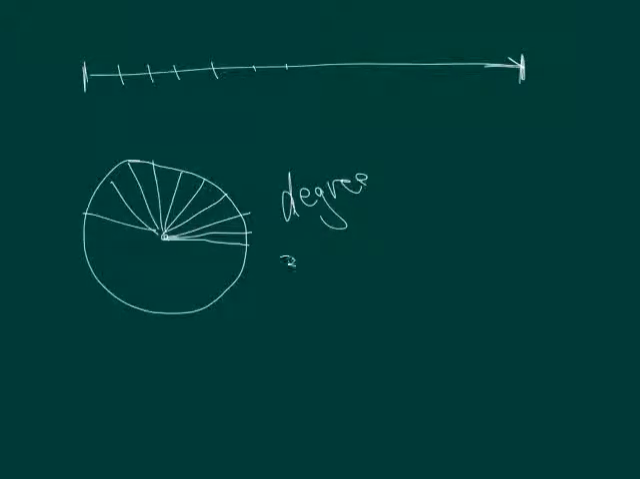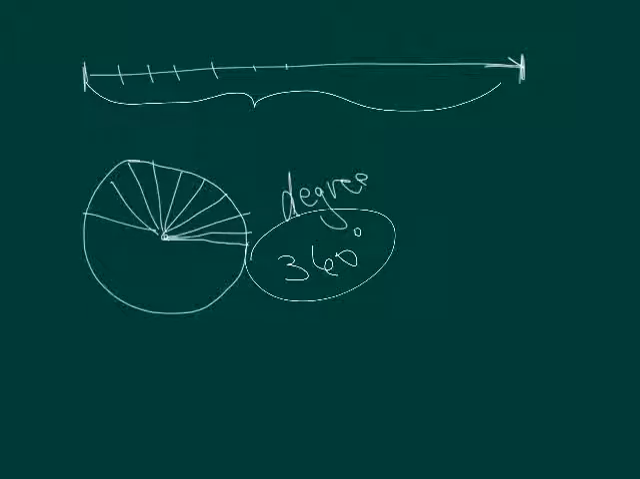There are 360 of those little degrees there. Just like there's 12 inches in a foot, 36 inches in a yard, etc., there are 360 little degrees when you go all the way around this circle.